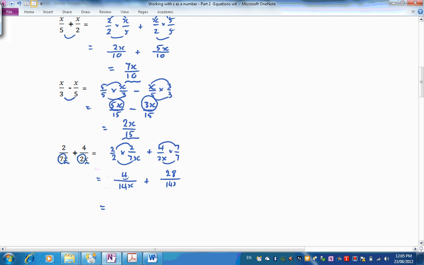So here we have 4 over 14x plus 28 over 14x. They're the same units now, so we can have 32 over 14x. Do not get fazed by x there. It's just another number. Now, where do you think all of this is leading?